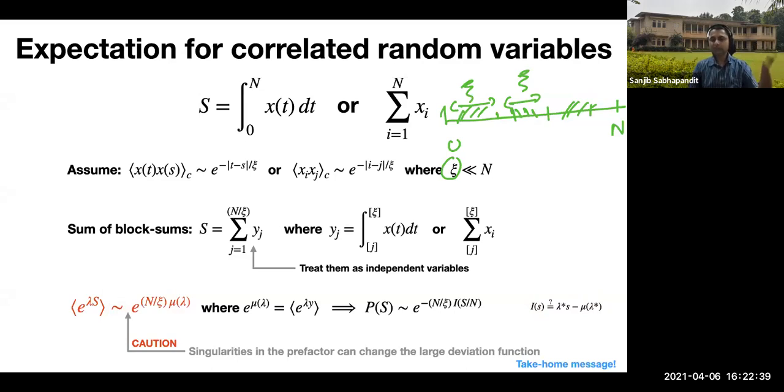So in that case, the large deviation function is not given by this Legendre transform, but it will be determined by this prefactor. And that's a take-home message. Basically, when you have this kind of problem, it's not enough to compute just this mu of lambda, but you have to also compute this prefactor, to at least find out whether the prefactor is singular or an analytic function. If it is singular, then this is not how you get the large deviation function. So this is a take-home message, which we'll see in some examples.